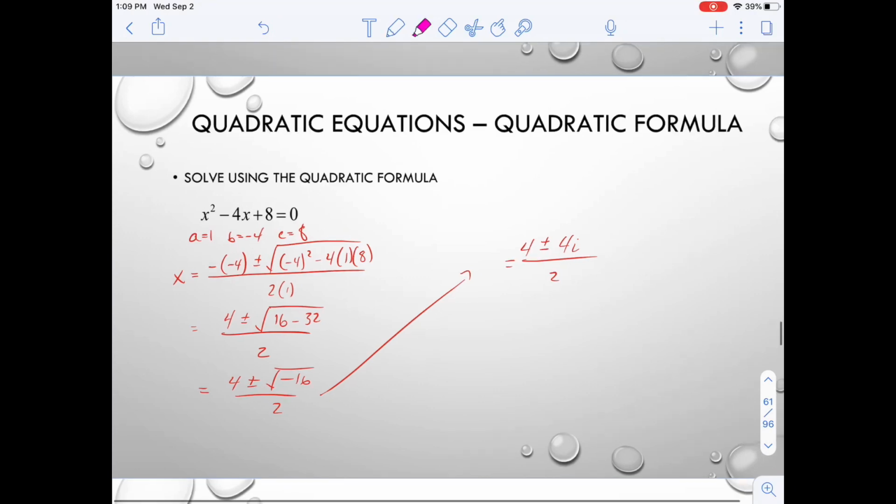Now, one thing to note, if I want to reduce something in this form, all 3 of my coefficients must have the same common factor. Okay? In this case, that common factor is 2. So here I'm going to have x equals 2 plus or minus 2i.